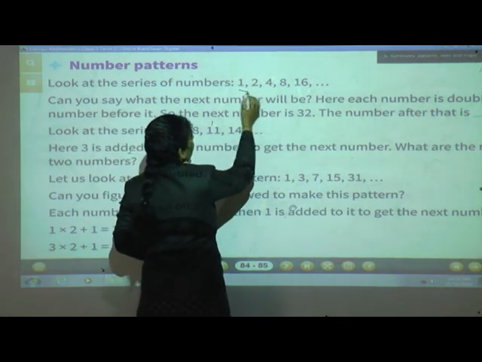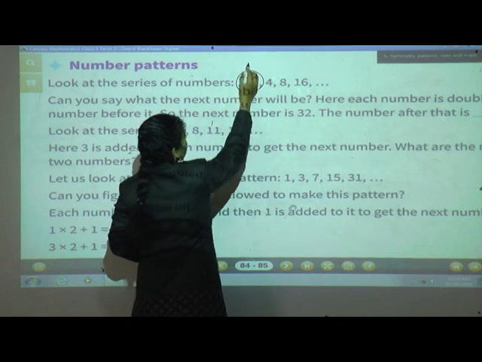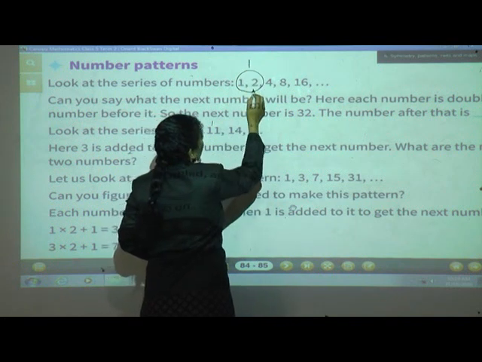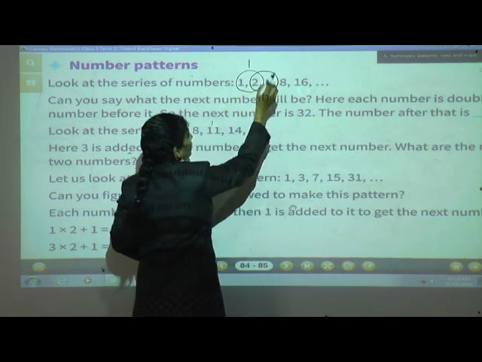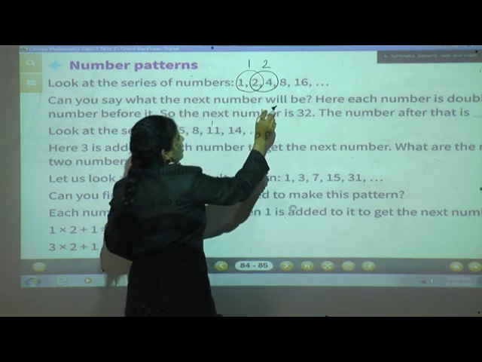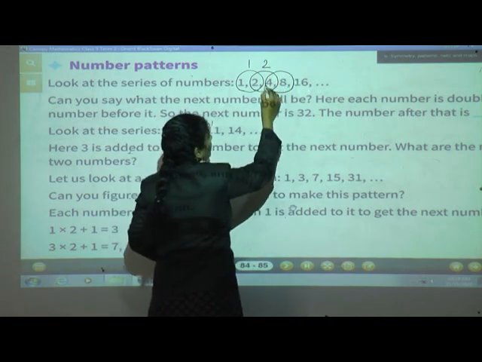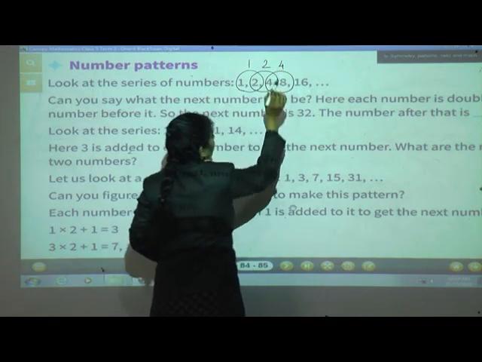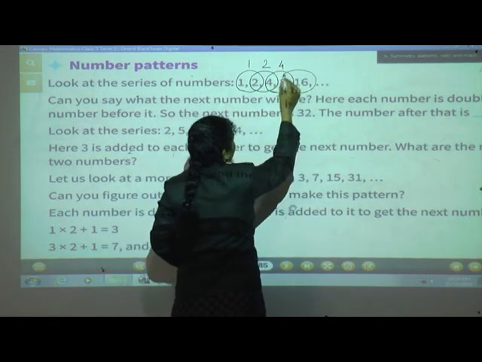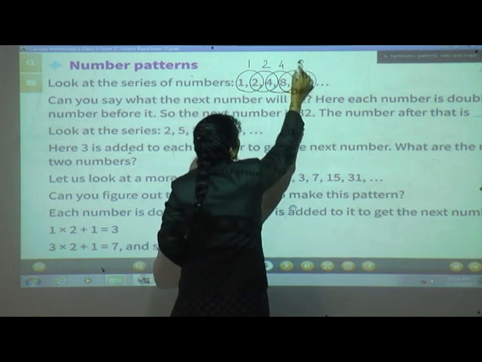See, here the difference between 2 and 1 is 1. Now the difference between 4 and 2 is 2. Here the difference between 8 and 4 is 4. The difference between 16 and 8 is 8.